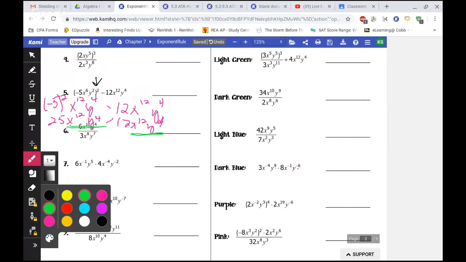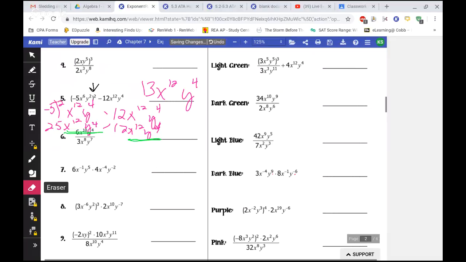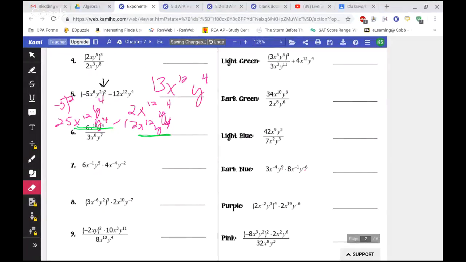That's like something I could actually remove and just say, okay, you have 25 oranges and you're going to take 12 oranges out of the bunch of them. That's going to leave you 13x to the 12th y to the 4th. So that's your final answer for number 5. And now I'm going to move on down to number 9.